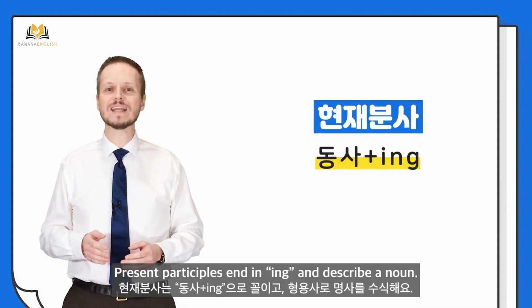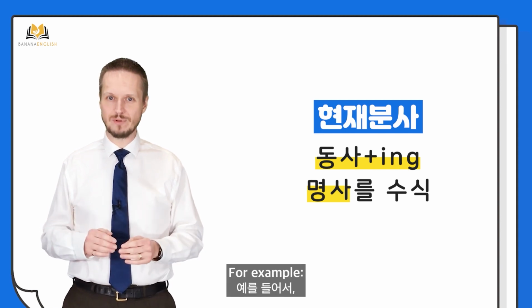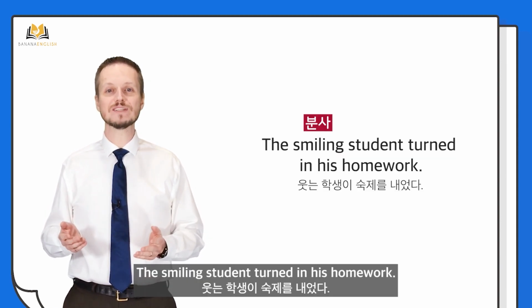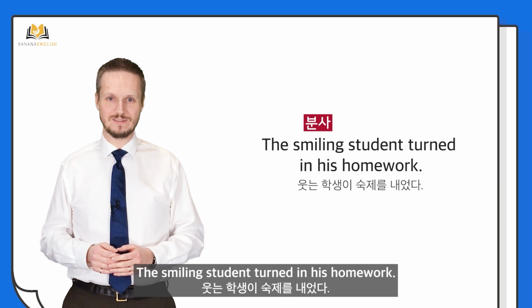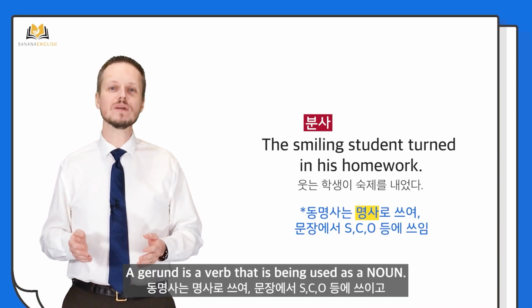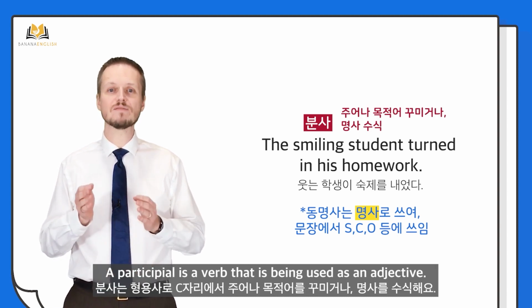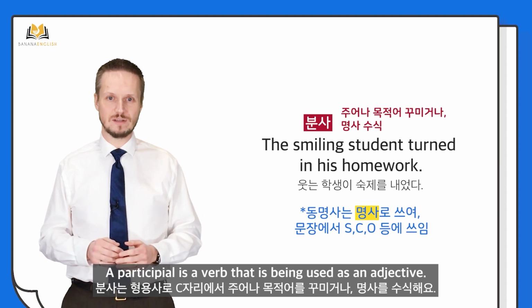Present participles end in ing and describe a noun. For example, the smiling student turned in his homework. How is this different than a gerund? A gerund is a verb that is being used as a noun. A participial is a verb that is being used as an adjective.